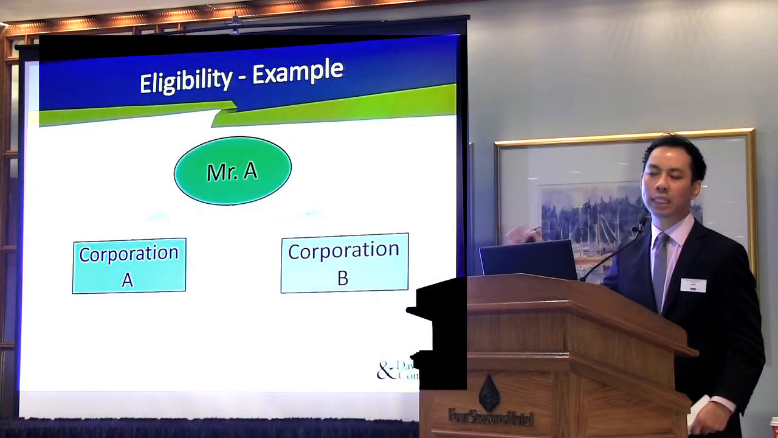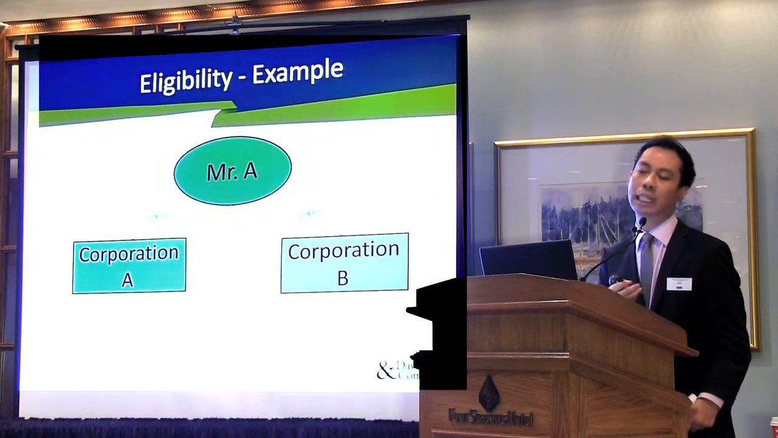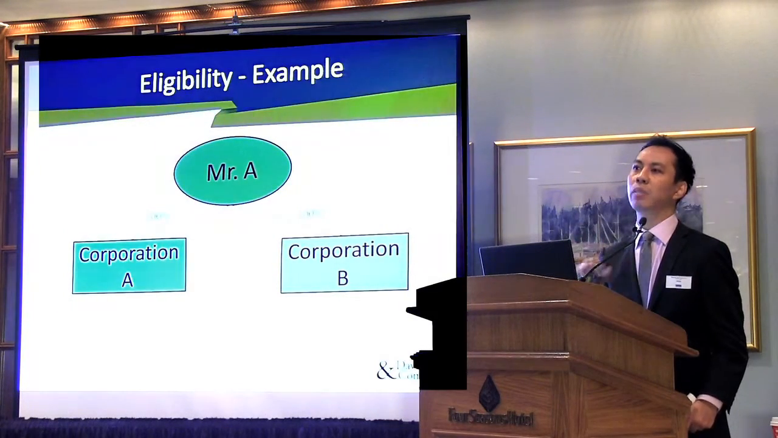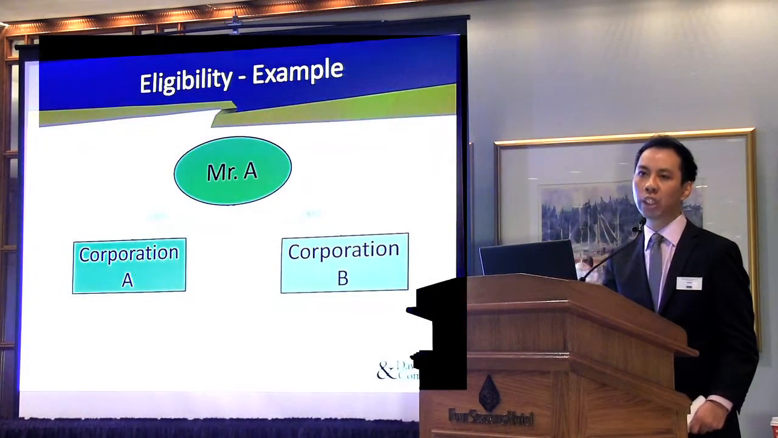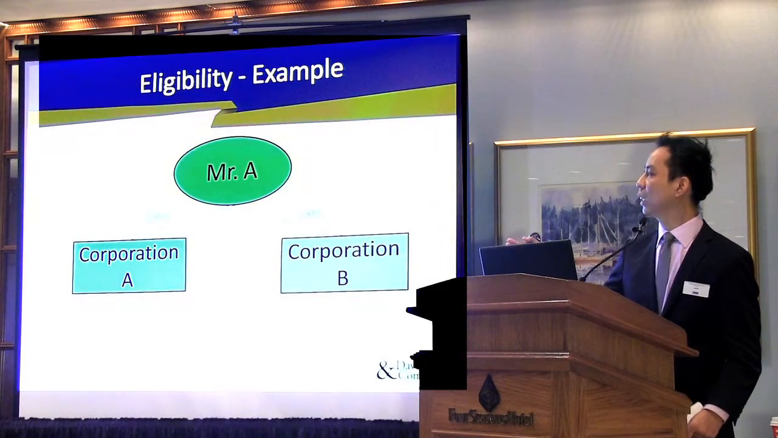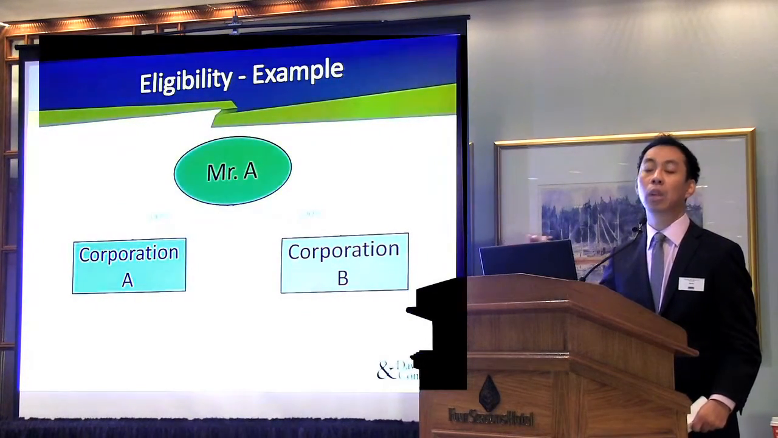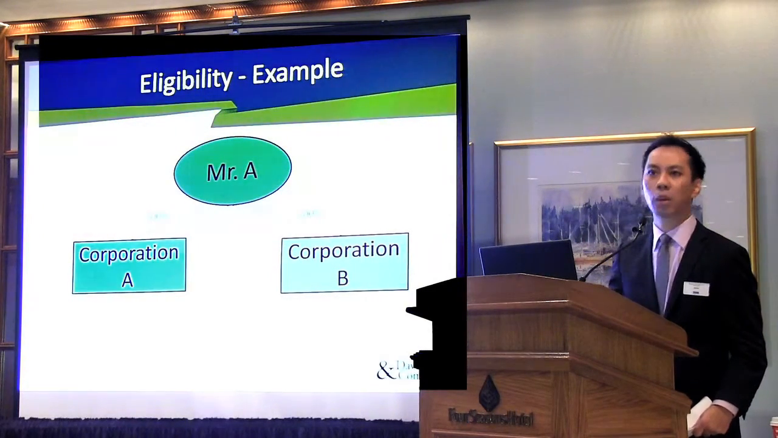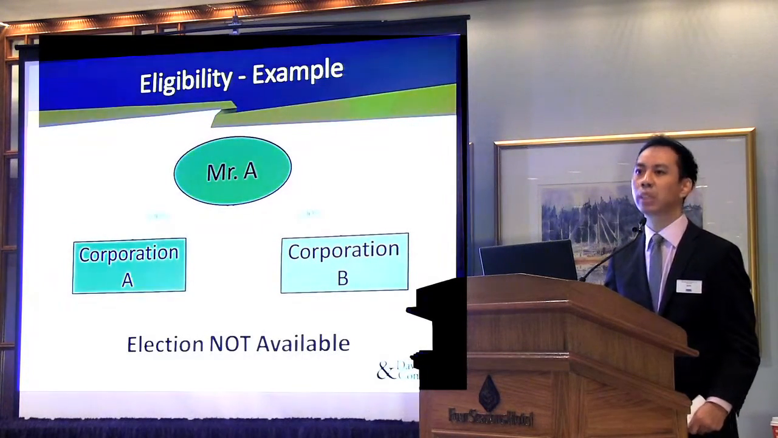I'll just quickly skip to this example. A closely related corporation, for GST purposes anyways, generally, and just at a high level, is where one company owns at least 90% of the voting shares and the value of another company. So in this particular example where Mr. A wholly owns Company A and he also owns Company B, these companies are not actually closely related for GST purposes, even though intuitively you would think, oh, well, they're owned by the same guy, the election should work. It actually doesn't work in this particular scenario.